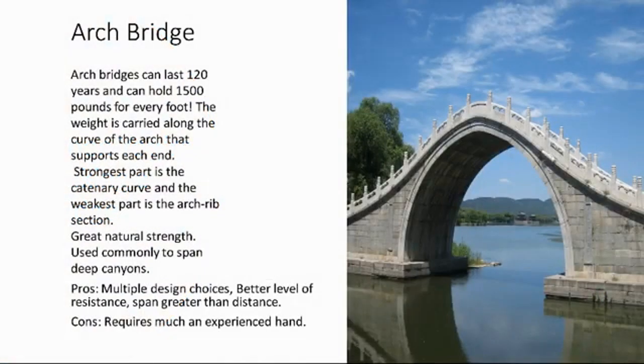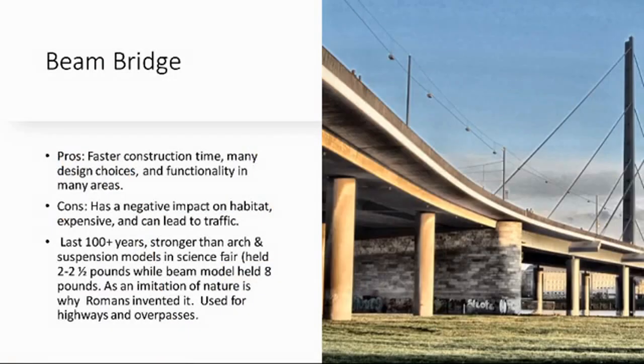Arch bridge. Pros: multiple design choices, better level of resistance, span greater than distance. Cons: requires much of an experienced hand. Beam bridge. Pros: faster construction time, many design choices, functional in many areas. Cons: negative impact on wildlife, costly, leads to traffic.